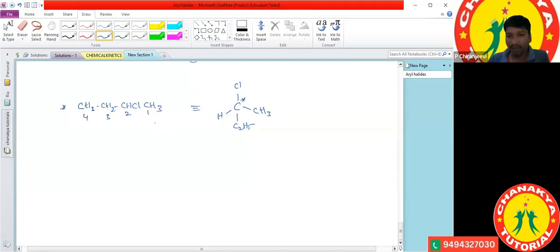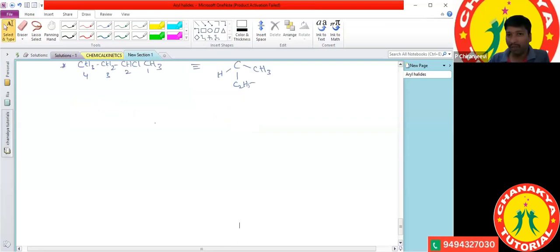For that also I had given some formulas. Do you remember or not? Generally for that I'll give some formulas here. The total number of optical isomers can be calculated.